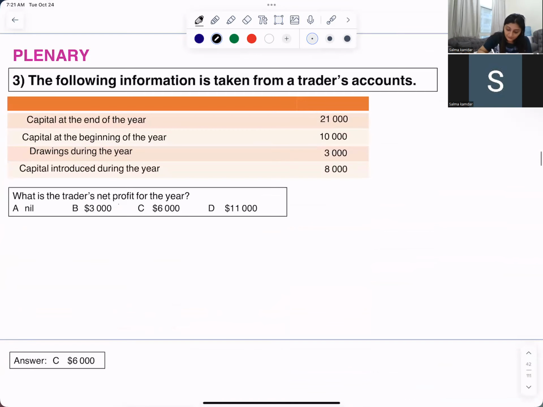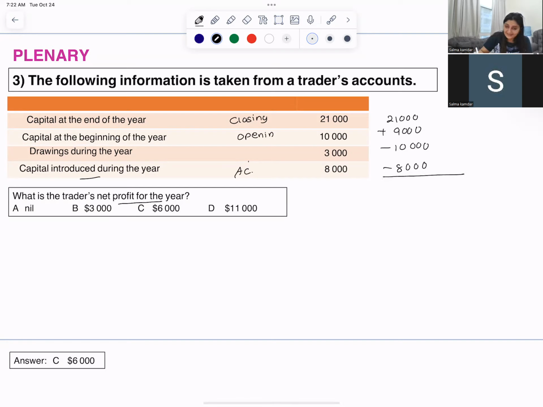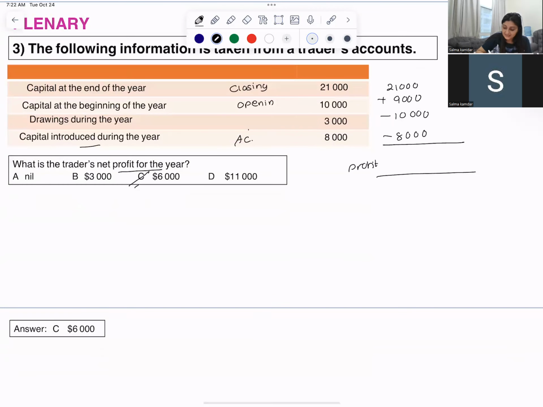They want the net profit during the year. Capital at the end of the year is closing capital. Capital at the beginning is opening capital. Drawings and introduced capital, additional capital. So you can do CCD, closing capital, plus drawings, minus opening capital, minus additional capital. What you will get is your profit for the year. So when you do all this calculation, you will get your profit, which should be 6,000.